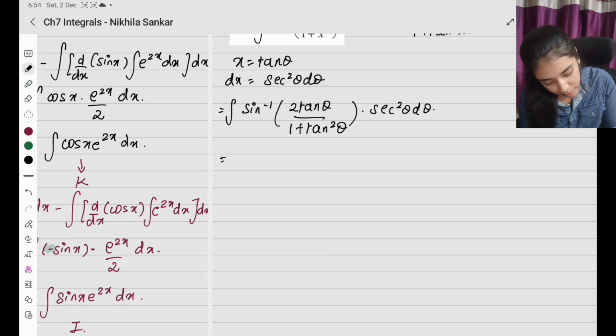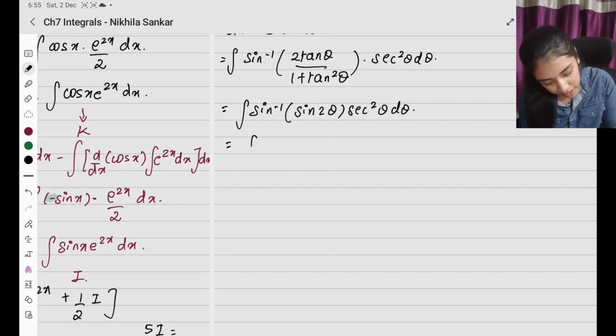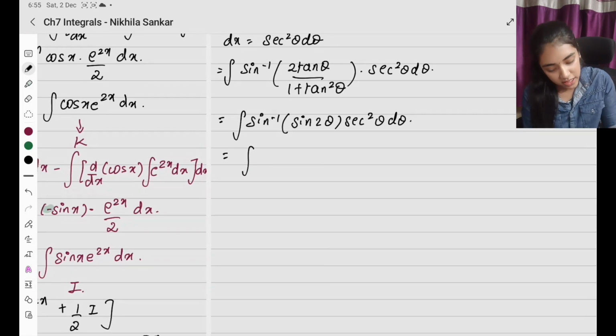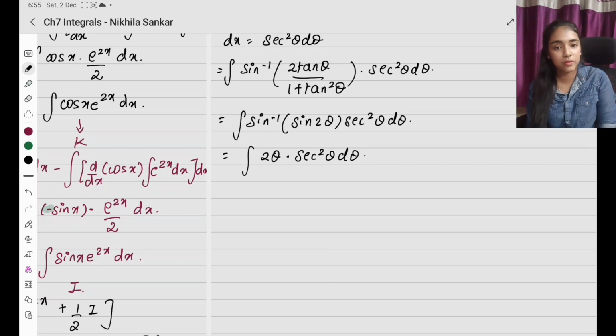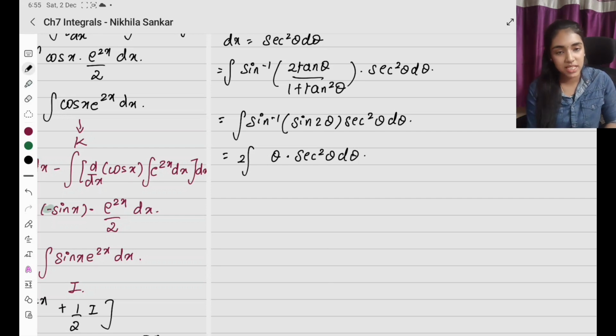So this is nothing but integral sin inverse of 2 tan theta by 1 plus tan square theta, which is sin 2 theta, times secant square theta d theta. Now what is this? Integral of sin inverse of sin 2 theta is simply 2 theta times secant square theta d theta. So now I have two different functions. So in that, we can do integration by parts. I can take the 2 outside. So I take the 2 outside: 2 times theta into secant square theta.